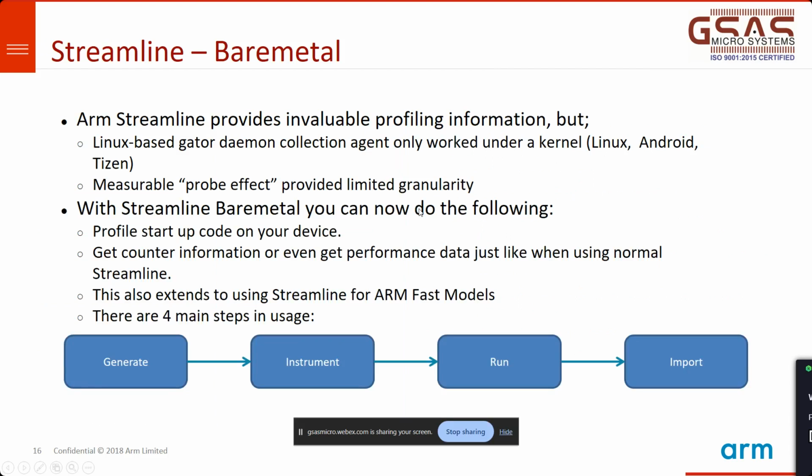So whatever I explained in the previous slides was, as I told, the gator daemon concept, which works for Linux. Basically, for kernel-related applications, it can be Linux, Android, Prism. But does that mean that Streamline cannot be used for bare metal? So what is bare metal? I hope the team knows bare metal is an application where there is no OS involved, no RTOS involved, not an operating system, not a real-time operating system.